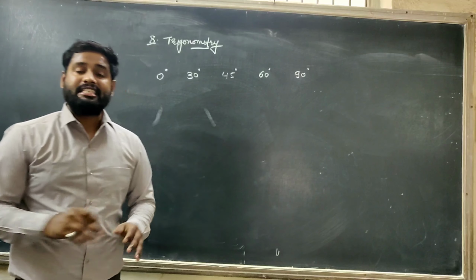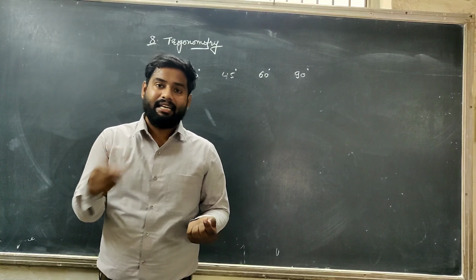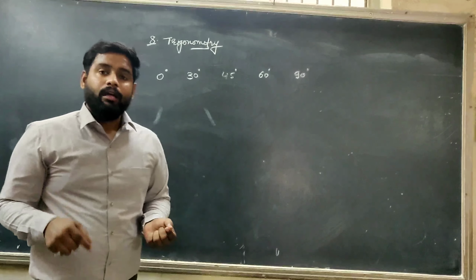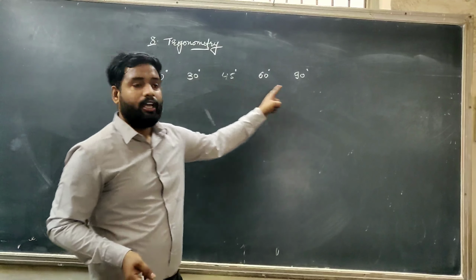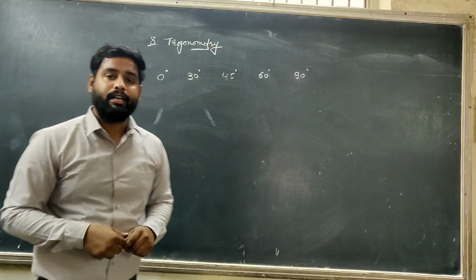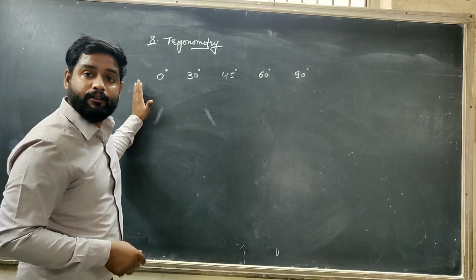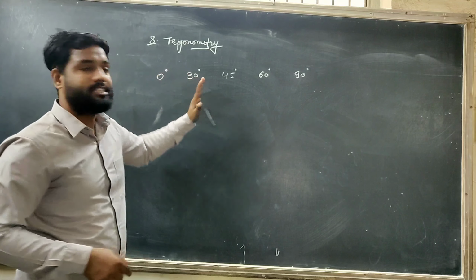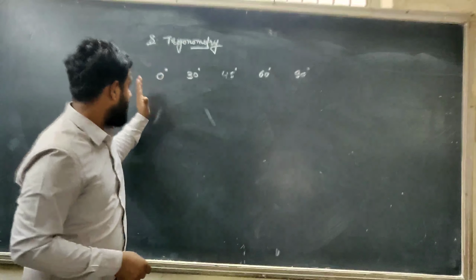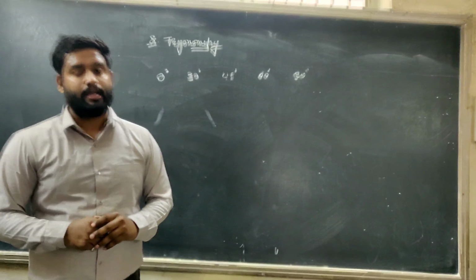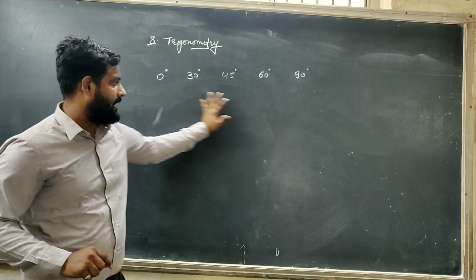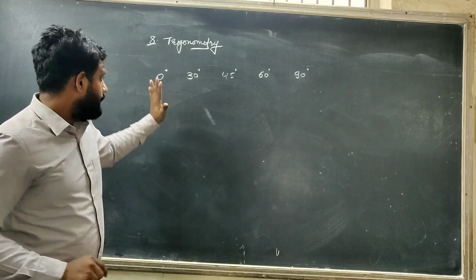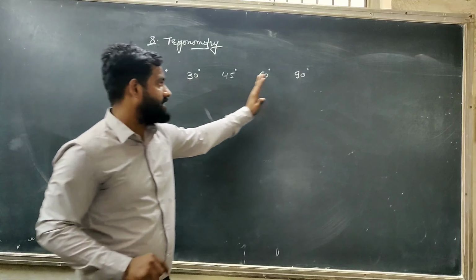Right? For example, sine theta. What is theta? Theta is the angle. Now, if I replace theta by any of these 5 angles, you must have the answer. For example, if I ask you sine 45, you must know your answer. But you don't have to cram it. You have to understand how this table is made for 0 degree, 30 degree, 45 degree, 60 degree, and 90 degree.